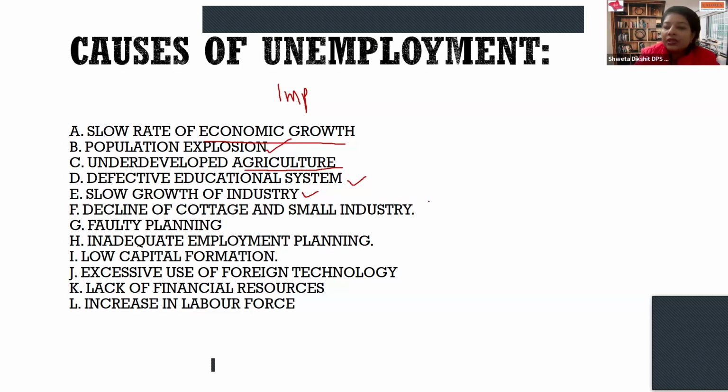Decline in cottage and small scale industries has helped many people become unemployed. Faulty planning: the Planning Commission, which has been dropped by the Indian government, also had many loopholes in it. Inadequate employment planning is also part of the previous point.